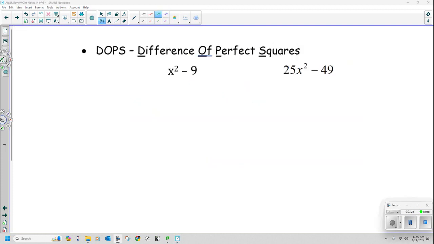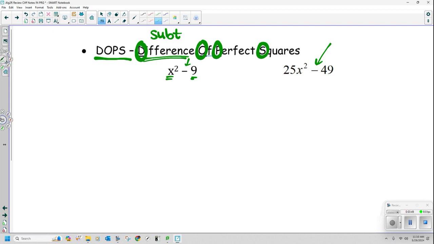Oh, the number of times someone can't recognize this. It's crazy. DOPS. It is a difference of perfect squares. That's where this DOPS comes from. Okay? So, what is it? I have two perfect squares here, but notice the word difference. That means subtraction, children. I can only do this if there's a minus sign between these. If there is a plus, if this was x squared plus 9, I cannot factor it. That's why it is called a difference of perfect squares.